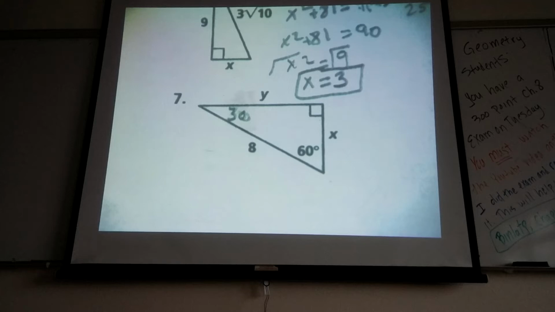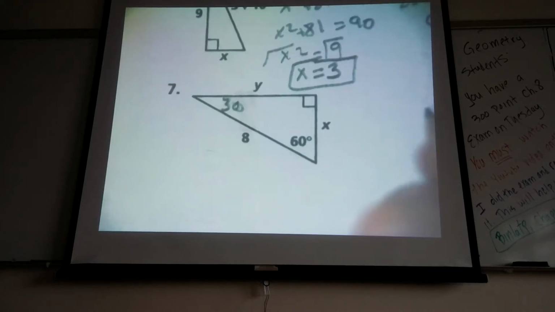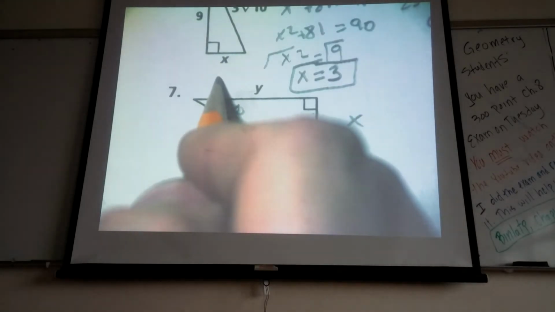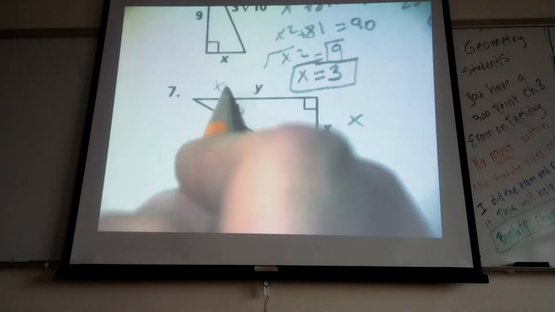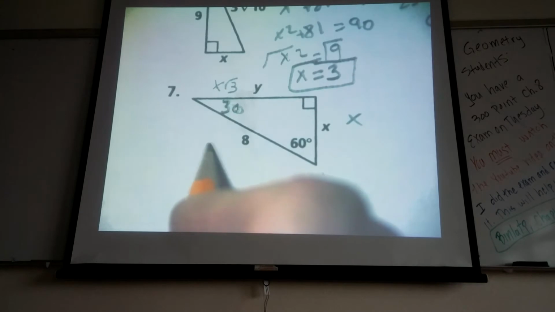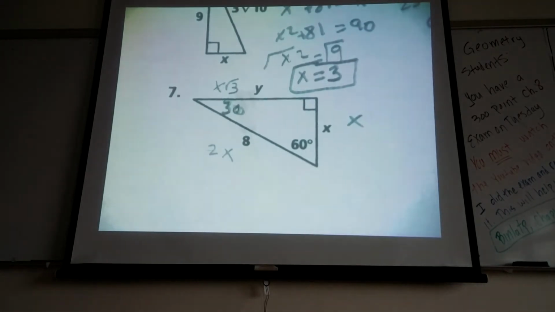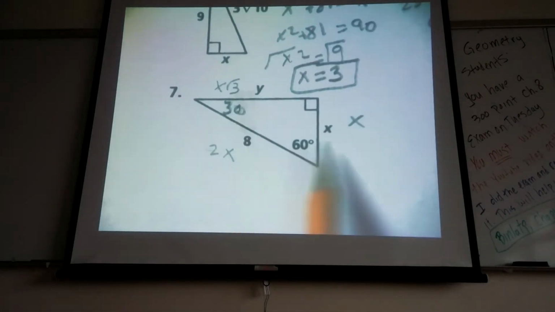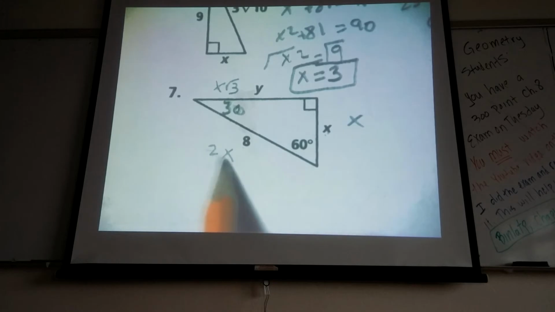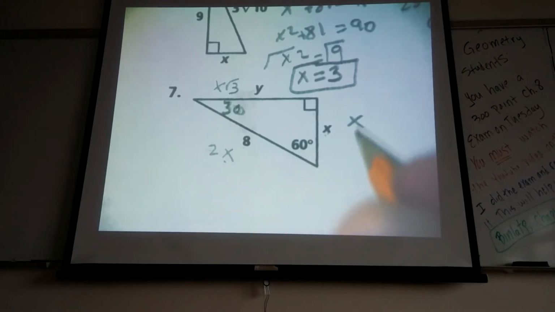On a 30-60-90 triangle, the small side is x. The medium side is x square root of 3. And the large side is 2x. So notice that 8 is double what x is. So if 8 is this side and it's twice x, this one has to be 4.